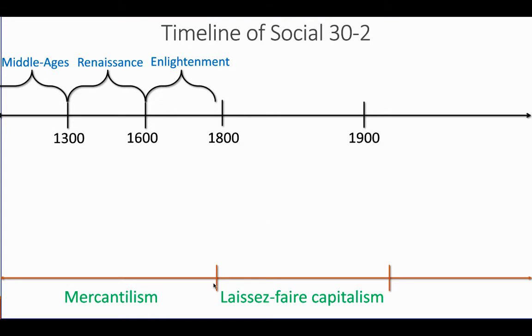And as you learned in this unit, people did not like mercantilism, and many people decided to get rid of it and create a new economic system called laissez-faire capitalism, right? Which is something that was used throughout the time of the Industrial Revolution.